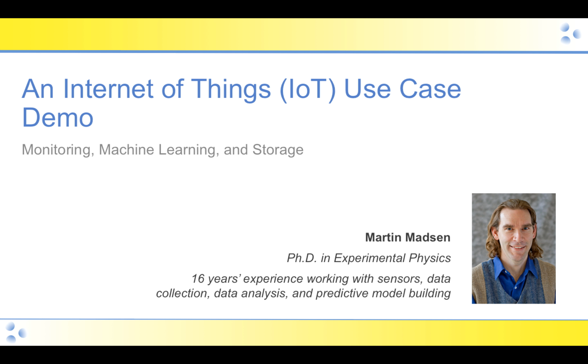Hi, in this demonstration I'm going to show an Internet of Things, or IoT, use case demo where I monitor the output of a network stream, the performance of a network, and I use machine learning and storage in order to check for anomalies and outliers in the incoming data set.